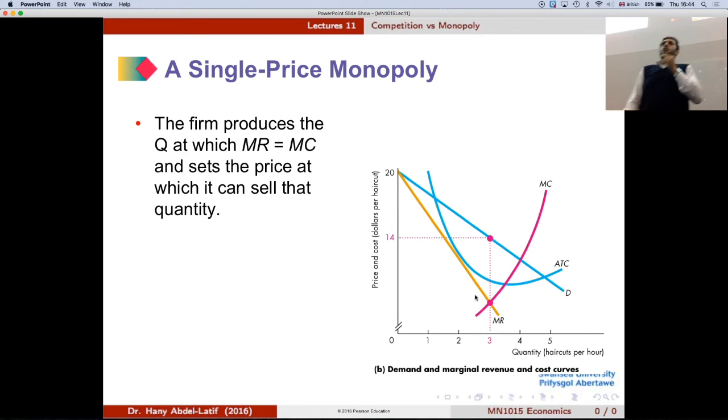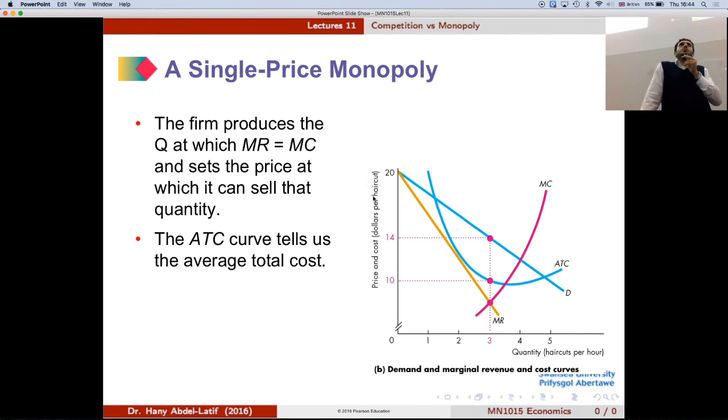So what is the price at this point? The price here is determined by the demand curve. If you want to know how much, you go up to the demand curve, and this will give you $14. So they should sell 3 units for $14 each to maximize profit.